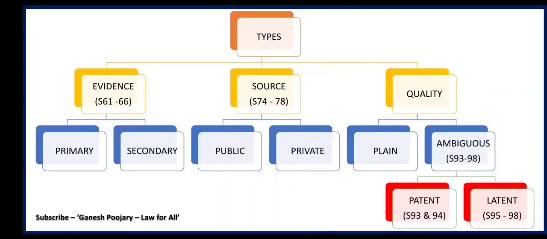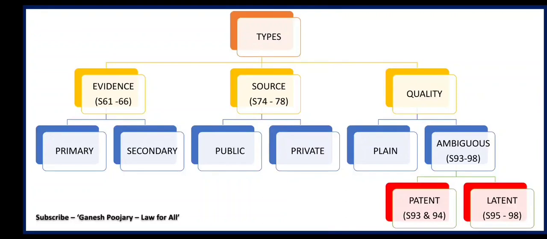This is the chart I was referring to as far as the types of documents are concerned. I have prepared this particular chart completely keeping in mind chapter 5 and 6 of Evidence Act. Now we can divide the types of documents into three major categories. The first one being on the basis of document as an evidence. Second, on the basis of which source the document is coming from. And the third one based on the quality of the document.